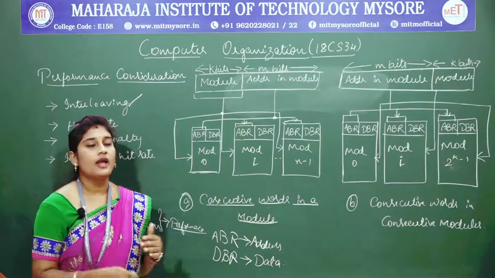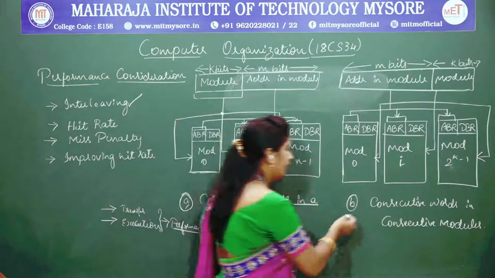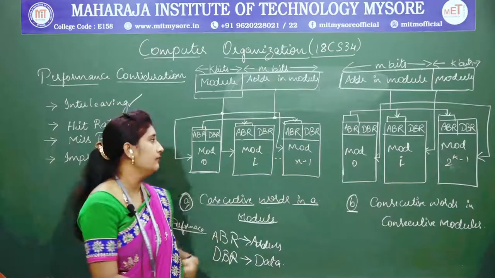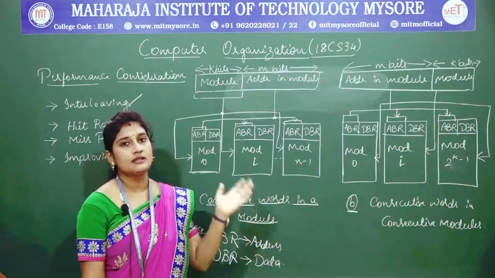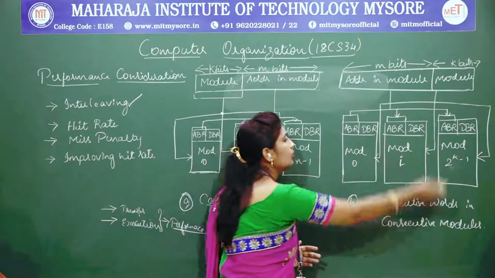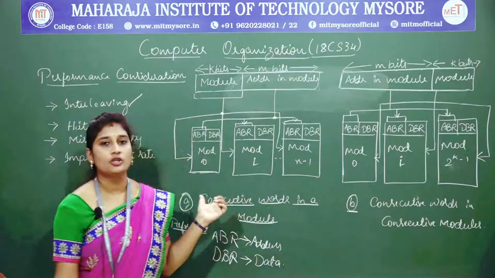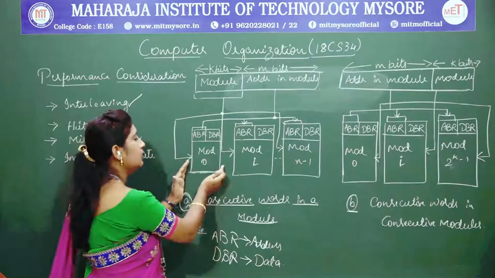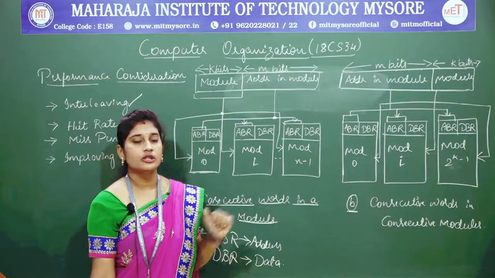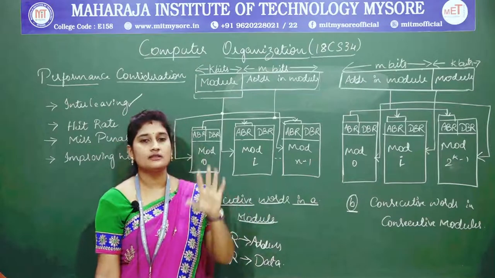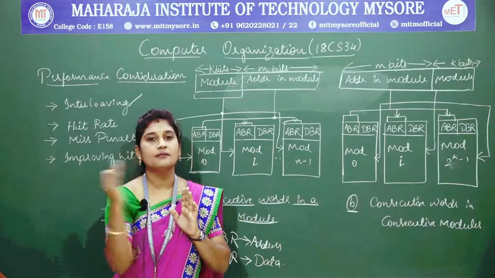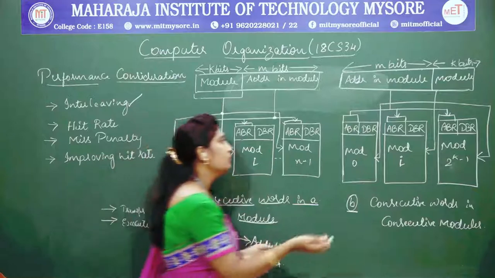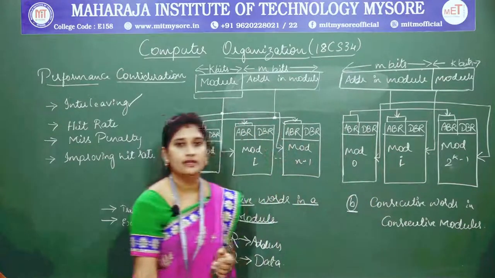Fine, understood. So again you can use the variations of your interleaving technique, that is, how this interleaving technique can be used to access the words in your consecutive modules. Suppose in this first case, you were accessing the words present in a particular module. Now in the second case, you want to access the words present in different modules. So you can access that type of words also by using another variation of your interleaving technique.